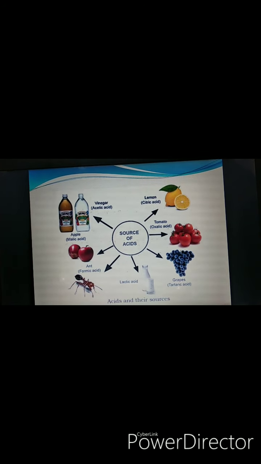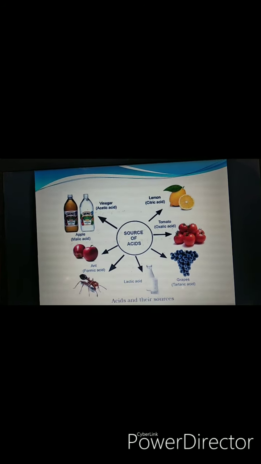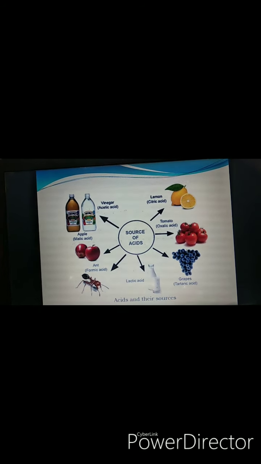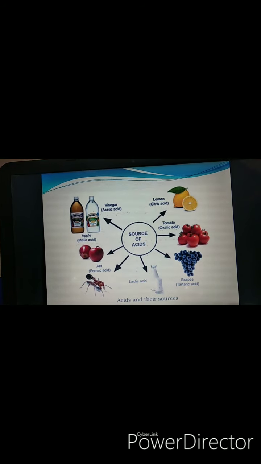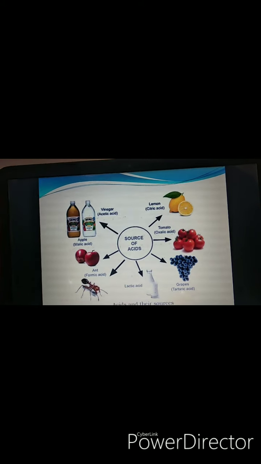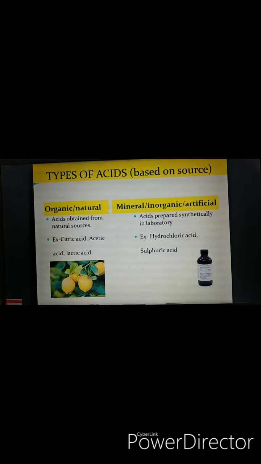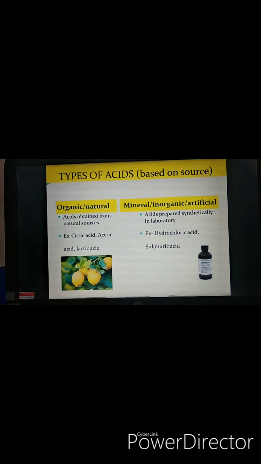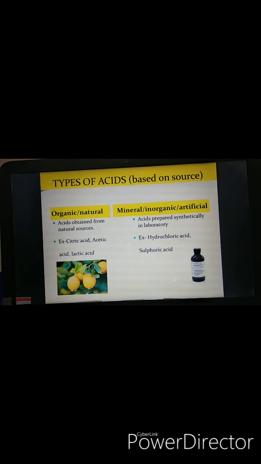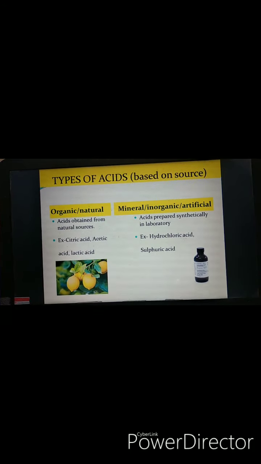If you look at the pickle bottles at your home, and see the ingredients, you will definitely find vinegar, because vinegar is used as a food preservative. Okay. Next, students, you will see the types of acids. First is based on source, from which source they are derived.